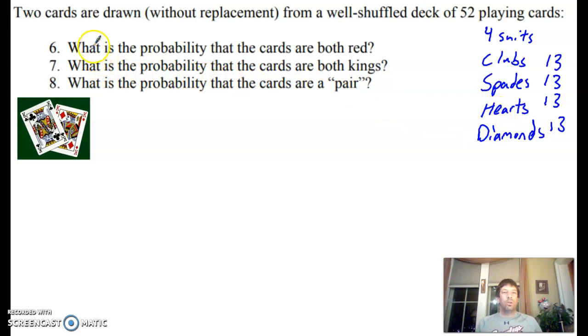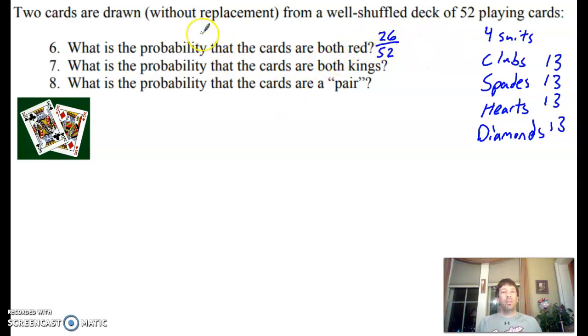So, number 6, what is the probability that the cards are both red? So we have to start off with the first card. We have 26 red cards. 13 plus 13 is 26 red cards, and there are 52 cards total. Okay, so that's the probability that the first card is red, 26 out of 52.